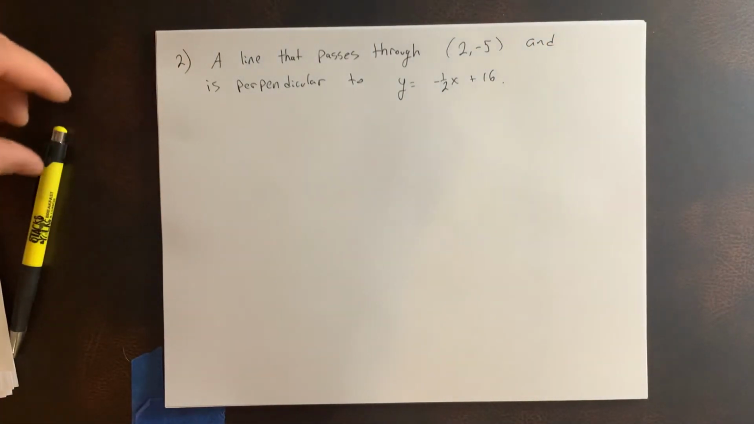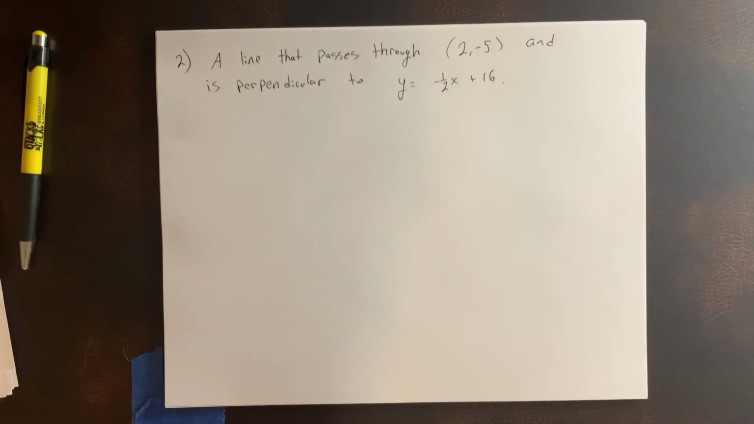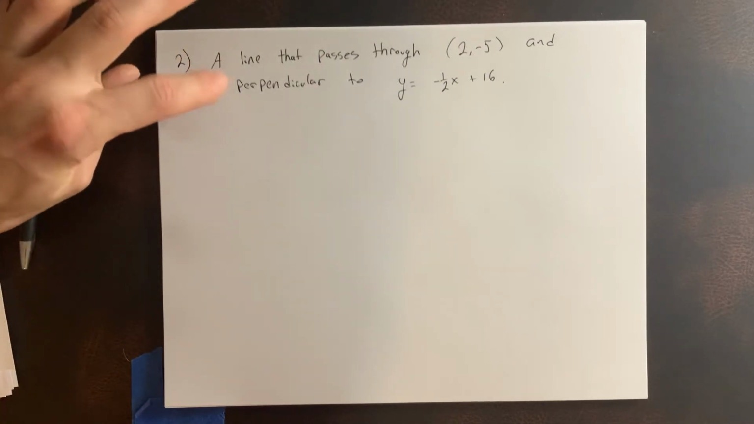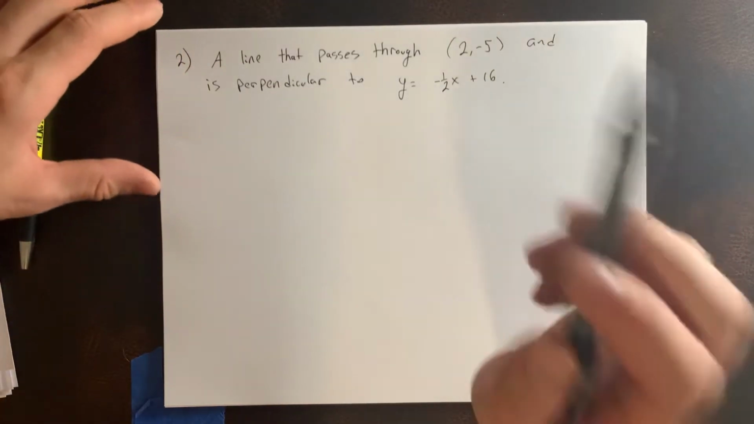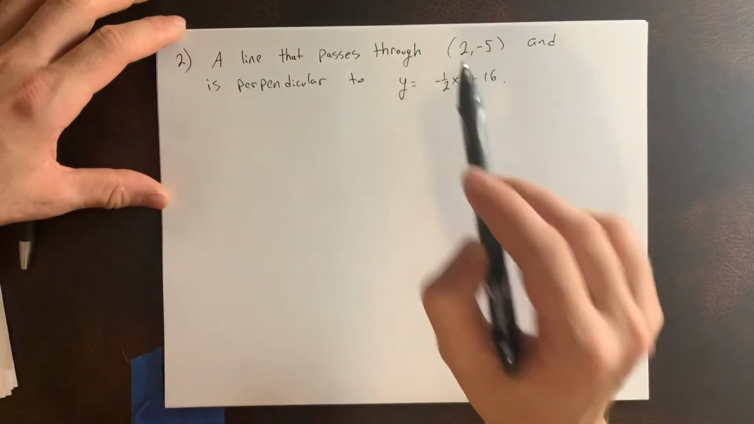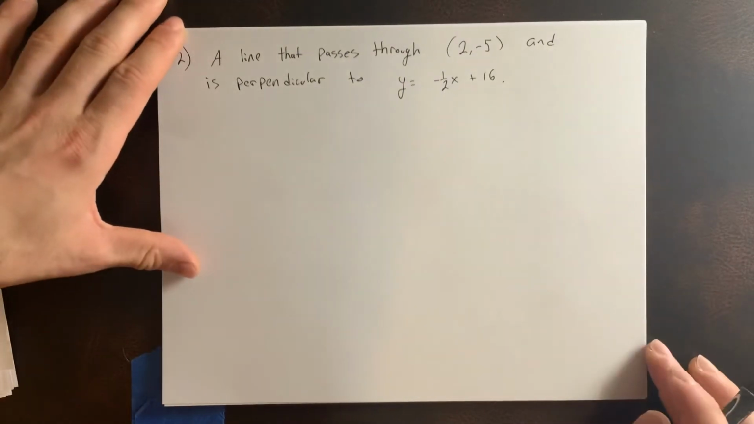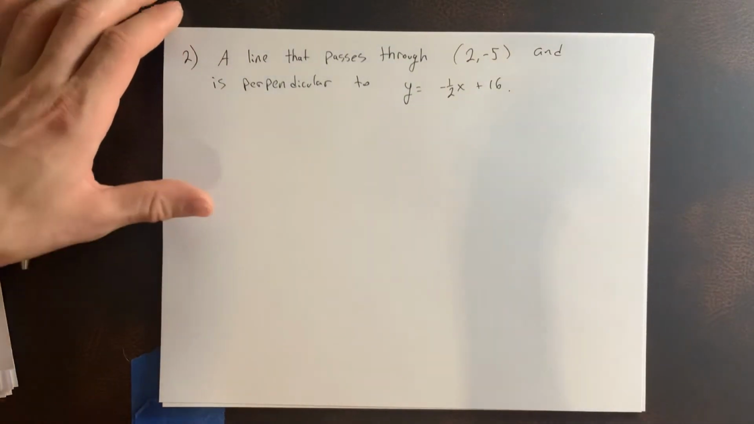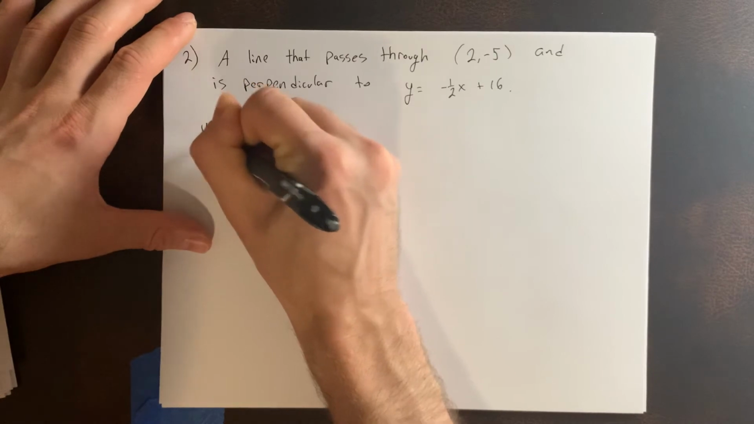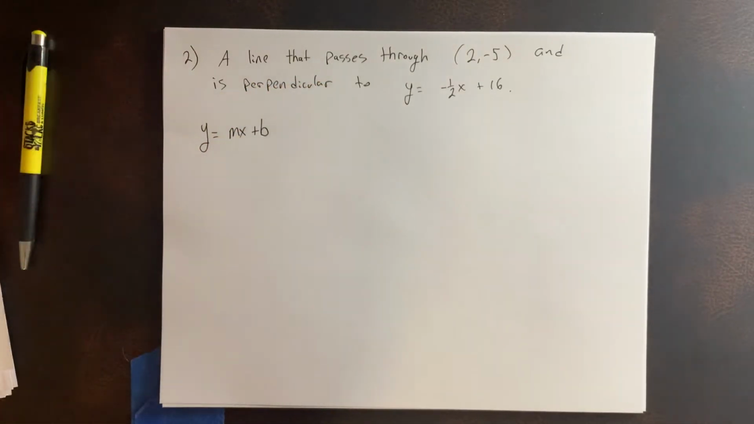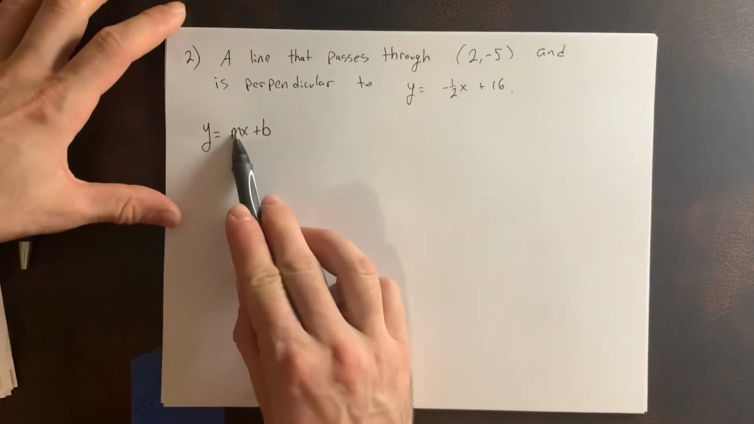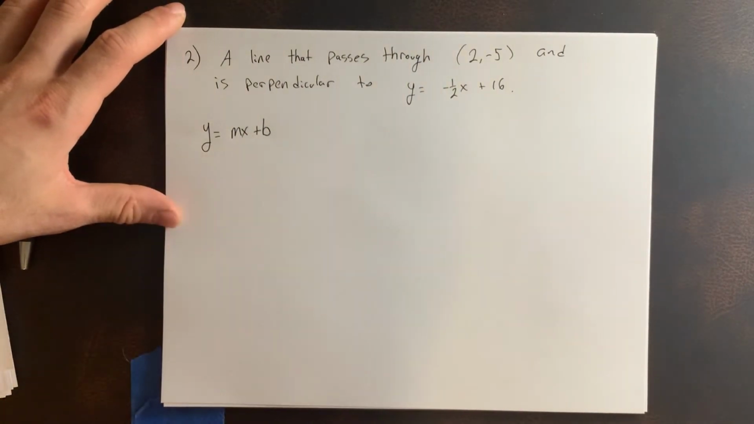Okay, so if we look at the previous problem, this is a little bit different from this one, but we still want to find the same thing. We want to find an equation of a line that passes through this point and is perpendicular to this. The important thing is we want to find the equation of a line. So that means we want to find this: y is equal to mx plus b. Okay, so just like before, we need to find 2 things. We need to find our m and we need to find our b.